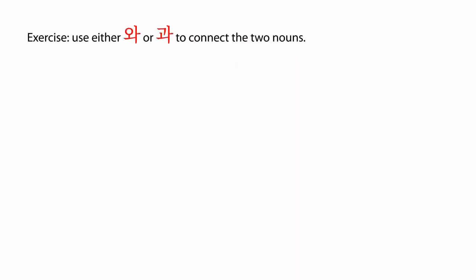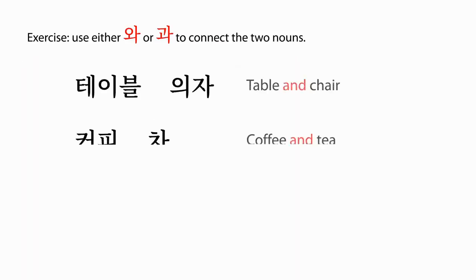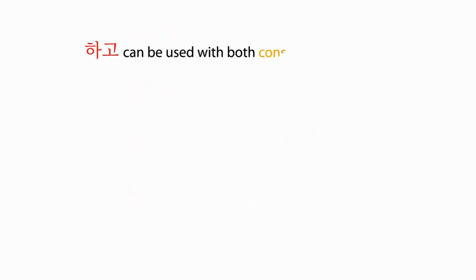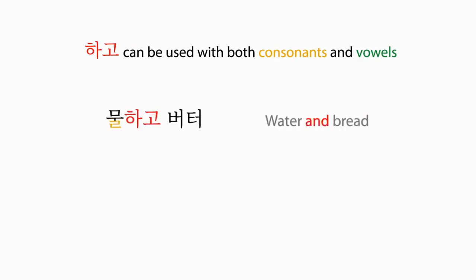Exercise. Use either wa or kwa to connect the two nouns. And finally, 하고 can be used with both consonant and vowels. For example, 물하고 버터, 개하고 소.